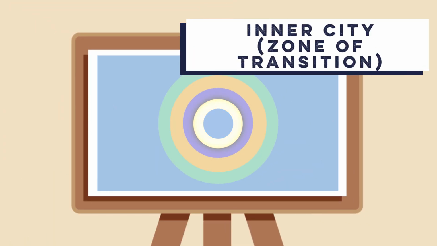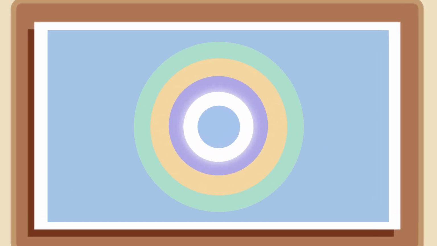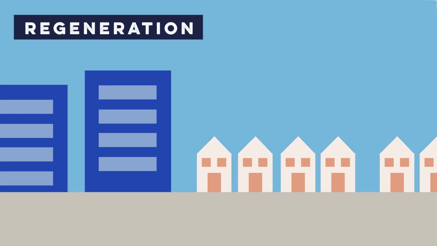Inner city, or zone of transition. Moving outwards, we reach the inner city, also known as the zone of transition. This area typically includes older housing, industry and factories, and lower income residents. It often experiences urban decline, but it may also then be an area for regeneration.